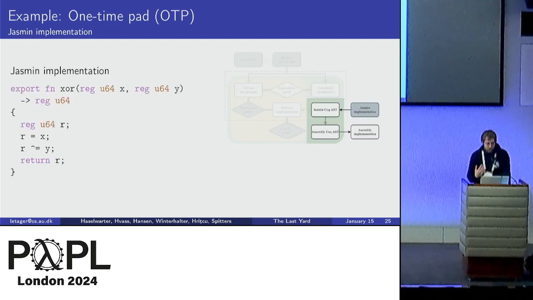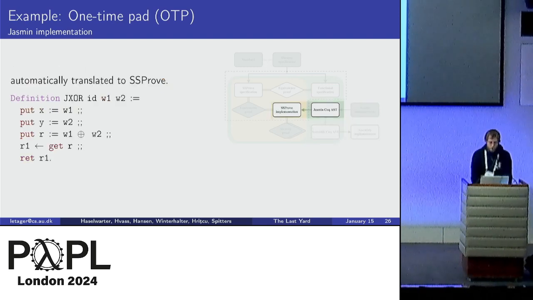Now for the Jasmine implementation, we define some XOR by taking two input values. Then we make a temporary register where we store the first, XOR it with the second, and then return that. This we then again translate to SSProof. Here it then becomes put statements where we store the values, and then the XOR operation, and then a get statement to actually get the result out, and then we return that.